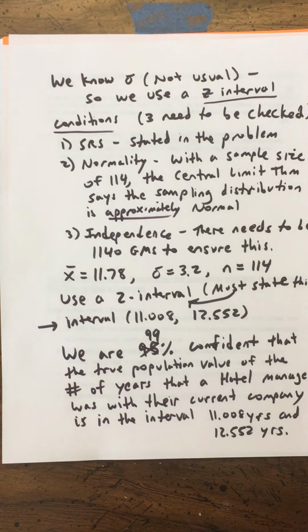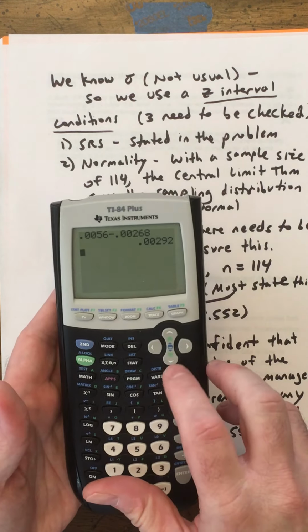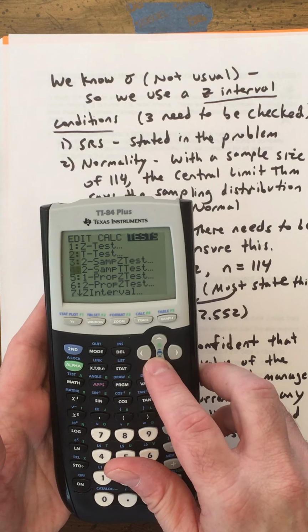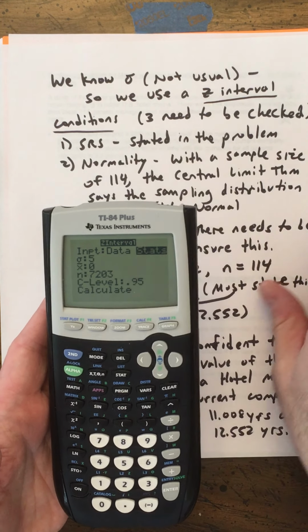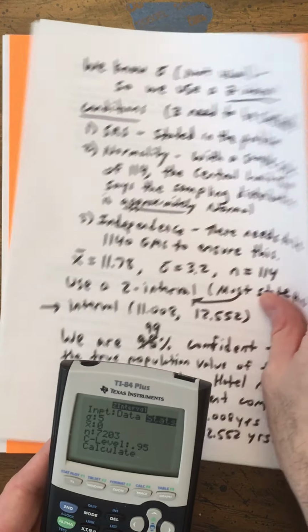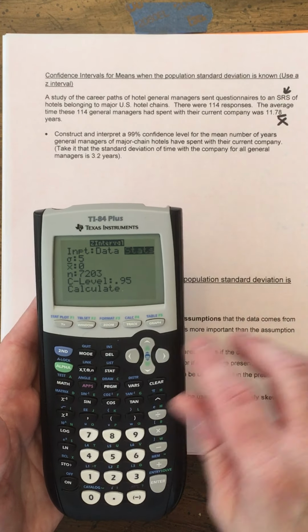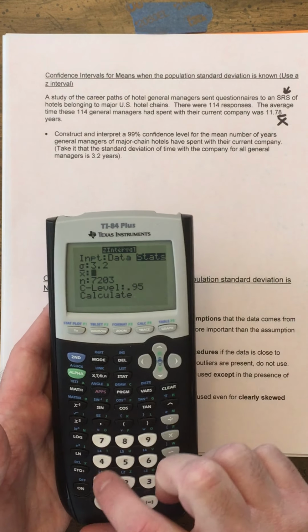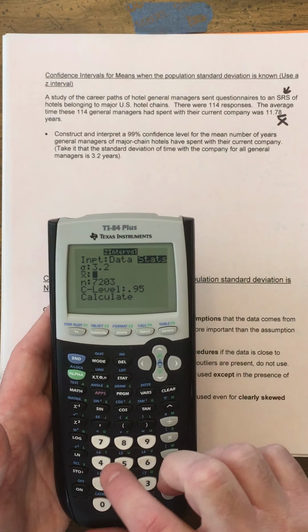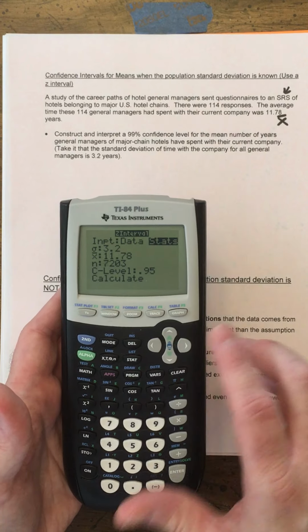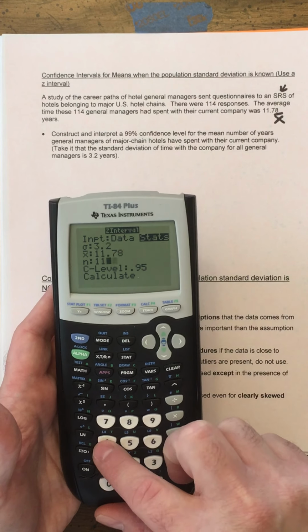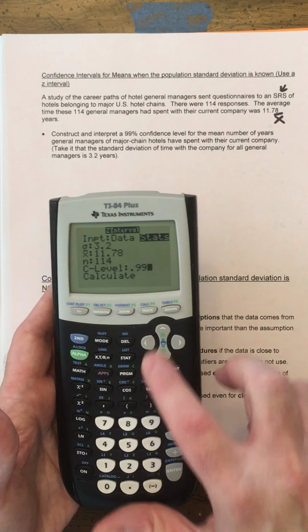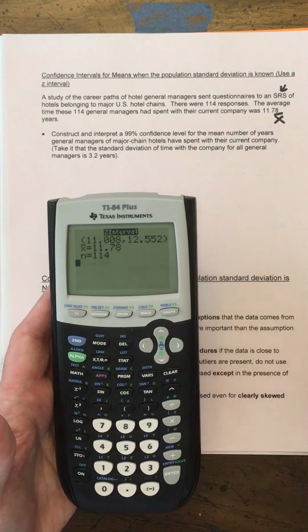And what you would do on your calculator is go to tests, and it's z interval, number 7, and we have statistics here, we don't have data. Let's put in the information that they gave us. They told us that sigma was 3.2, x bar is 11.78, and there were 114 responses, so that's our n value. We want to do a 99% confidence interval, so we're going to change that to 99, and there are our numbers. I wrote them down over here.